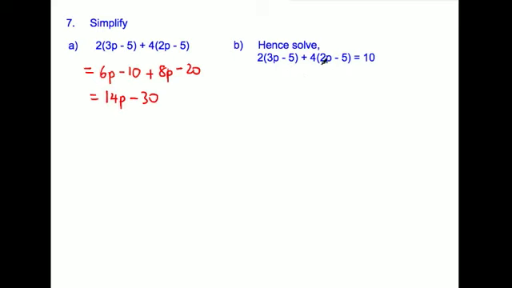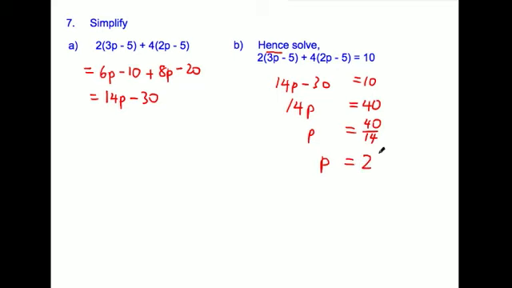Hence, solve the equation means that we need to make use of our result. Thus, replacing this with 14p minus 30 equals to 10. We want to find p, so we add 30 to remove 30, add 30 on the right to give 40. Divide by 14 and reduce it and give your answer in a mixed number.